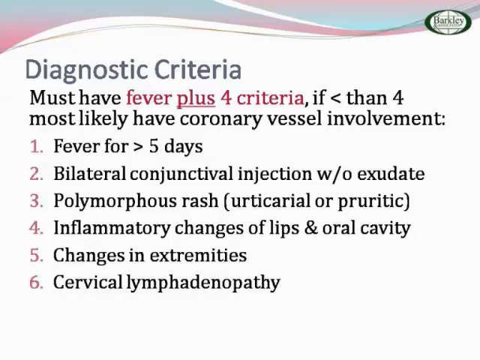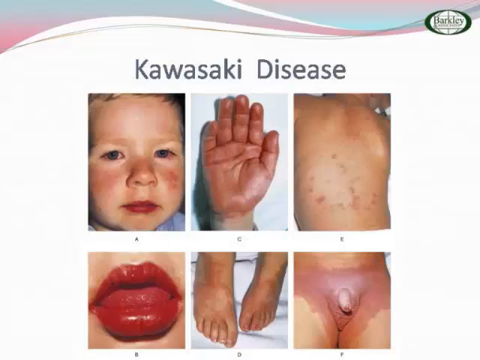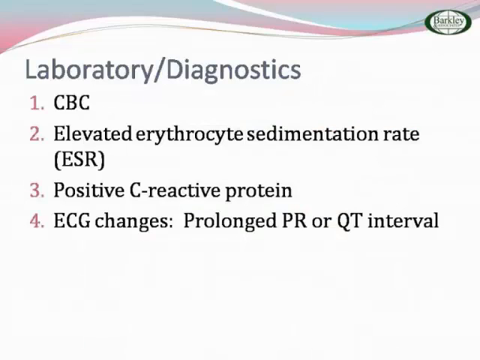Plus four criteria, and you see here the conjunctiva are injected, a rash, the lips, and you may even have some changes in the extremities where they get swelling and peeling of their skin. Strawberry tongue, look at that, okay? See the rash, the hand. This is all vascular, very hot, very toxic. But CBC, sed rate, your CRP will be noted, and there you go. You have your EKG changes again, prolonged PR or QT interval.